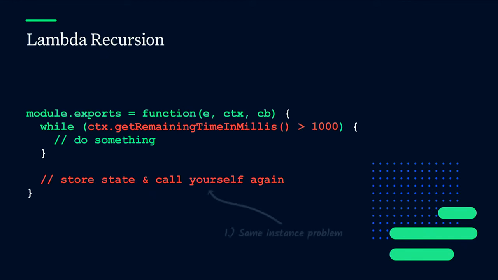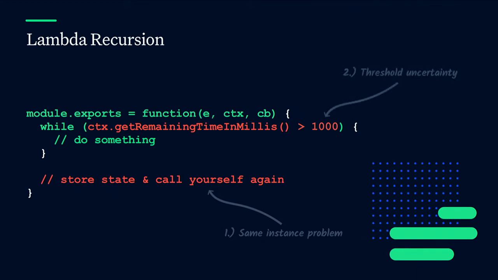So the first problem is you cannot be sure that you get the same instance again. So even if you store your state somewhere in your function, you might never be sure that the same function is called again. That means you need to store your state somewhere else in another service, like, for example, an S3 bucket.